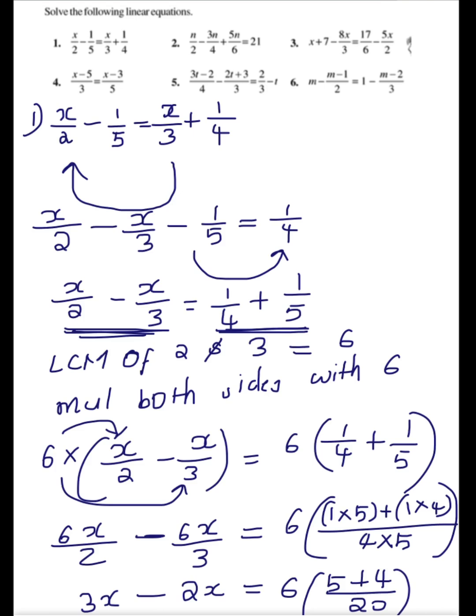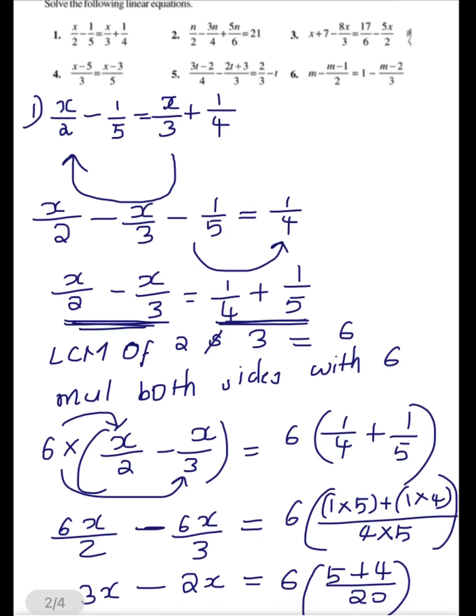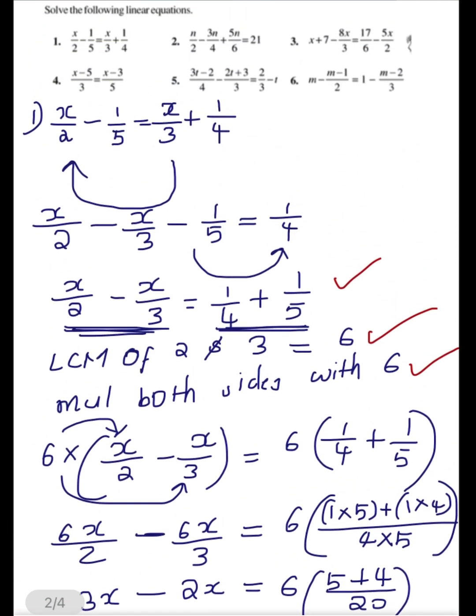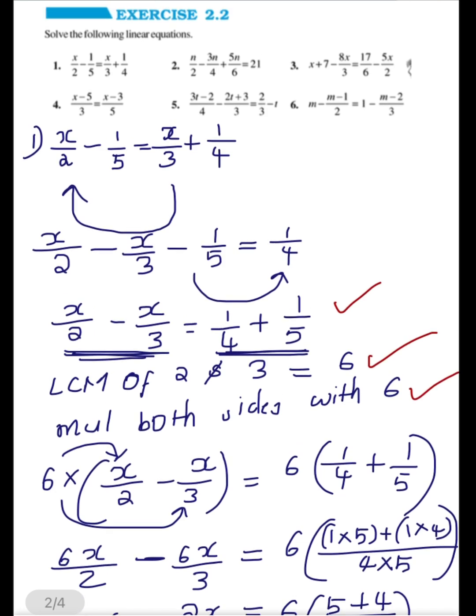Here you have separated the variables. Then take the LCM and multiply with both sides, and then here you will get the answer as 27 by 10. So this is all about the first question. Now let's see the second question.